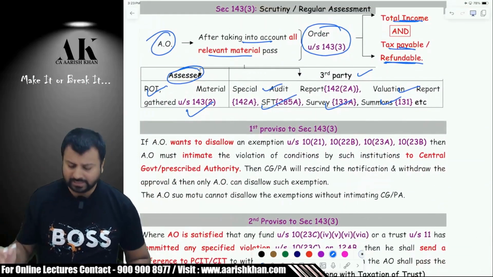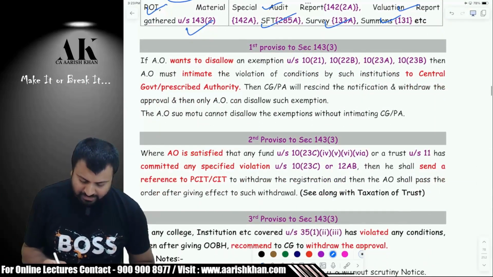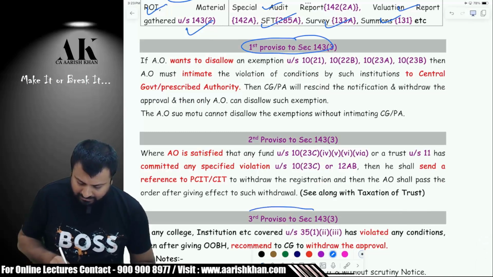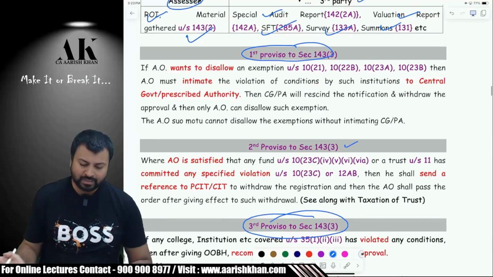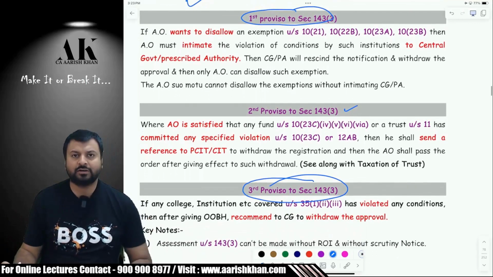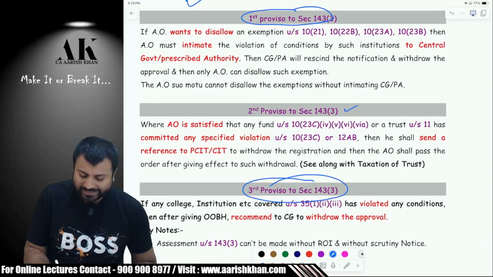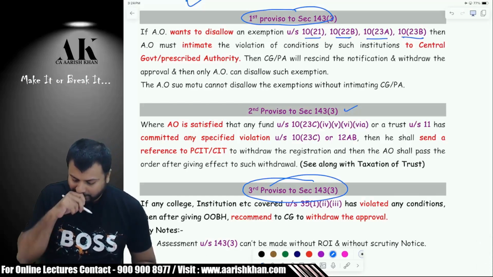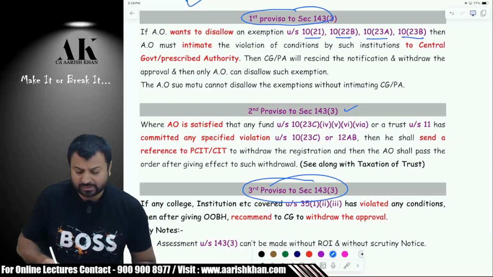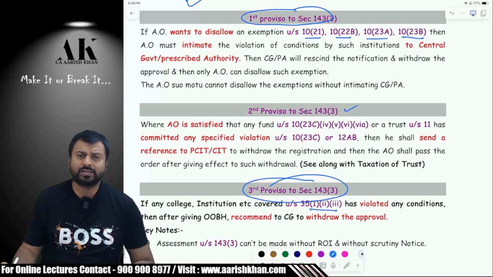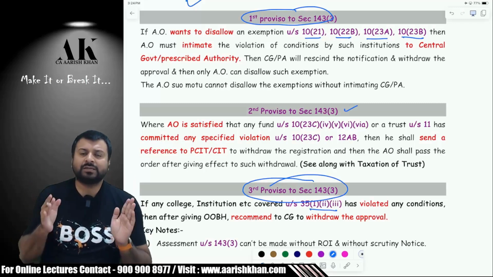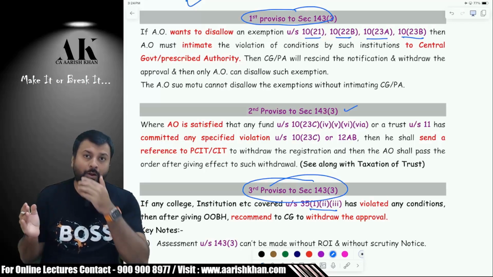Okay. Now, there are some important provisos which I would like to address. The first proviso and the third proviso are similar to each other, and the second proviso is slightly different. Okay, what is the similarity in the first and the third proviso? There are certain people whose income is exempt under 10(21), 10(22B), 10(23A), 10(23B), and there are certain scientific and research associations whose income is exempt under 35(1)(ii), 35(1)(iii), who are approved under those sections. Now, their exemption is subject to certain conditions mentioned by the central government in a notification.